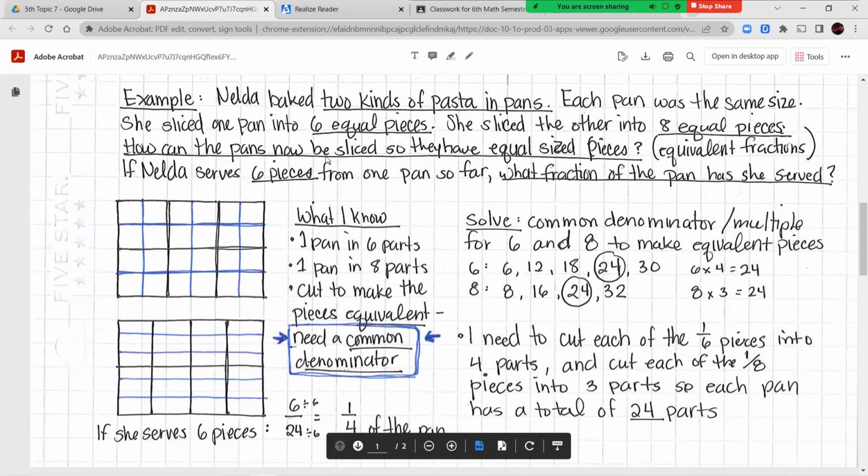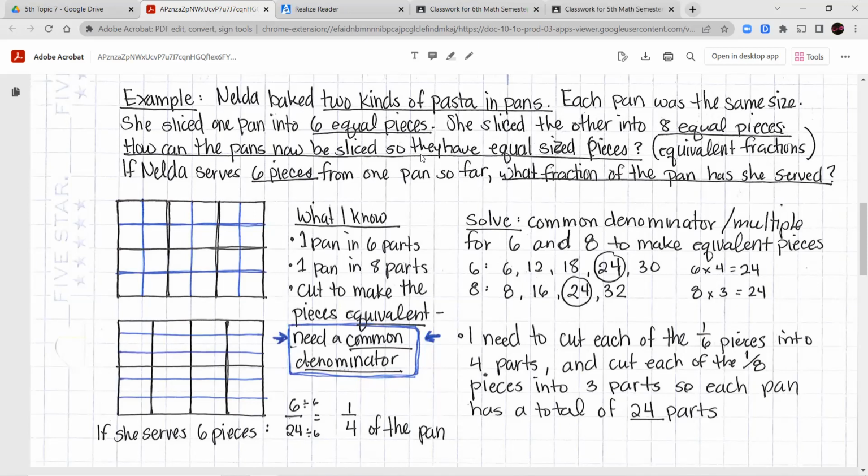How can the pans now be sliced so they have equal size pieces? Now, not equal shape pieces, equal size. That means equal fraction size pieces of the whole. And the second part of our question is, if Nelda served 6 pieces from one pan so far, what fraction has she served? Okay, so this question has a little bit of work to do. So what do I know? I know I have one pan that's cut into 6 equal parts. I have another pan that's cut into 8 equal parts.